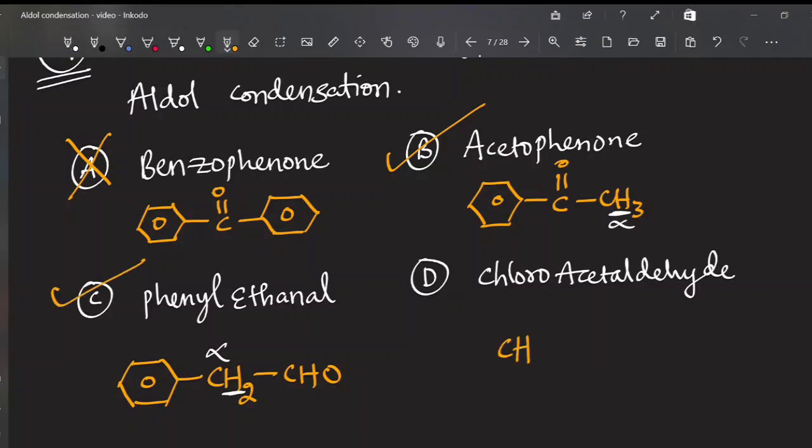Chloroacetaldehyde का structure क्या है? This is acetaldehyde. Chloroacetaldehyde is nothing but this one, so one of the hydrogens is replaced by chlorine. Still we can see the alpha hydrogens. So obviously we can have this also in the answer. So all of B, C, D will show aldol condensation. Hope you understood. Next we will move into the aldol condensation reaction and its mechanism.